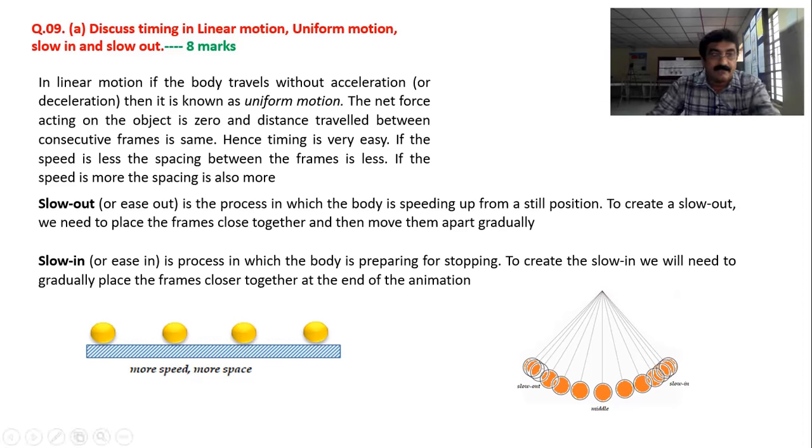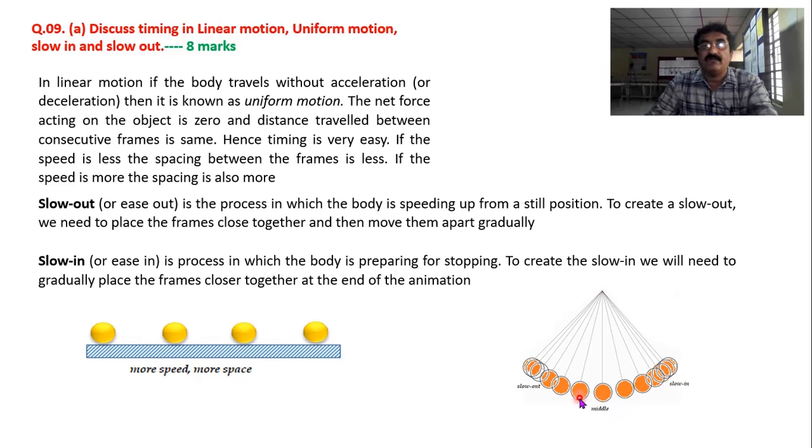Look at these diagrams. In the first case, this is equal spacing, equal number of frames, equal timing. This is the case of uniform motion, where acceleration is 0. But this is not a uniform motion, where acceleration is not 0. At the initial point we have more number of frames. This is slow out. When you come to the middle part, the spacing is more, whereas initially spacing is less and frames are more.